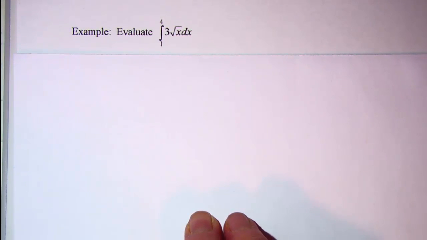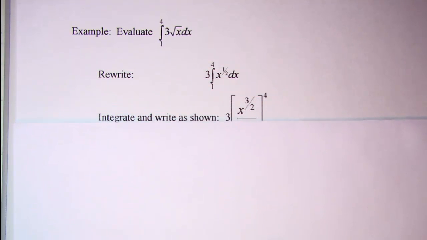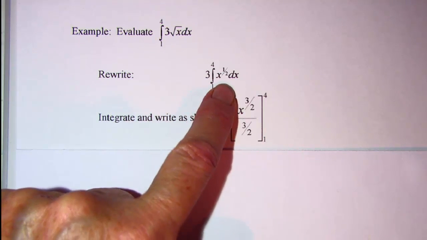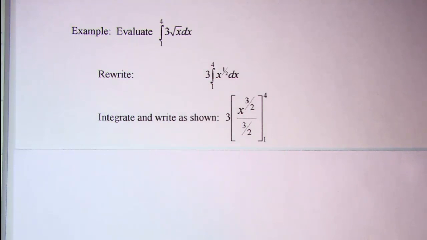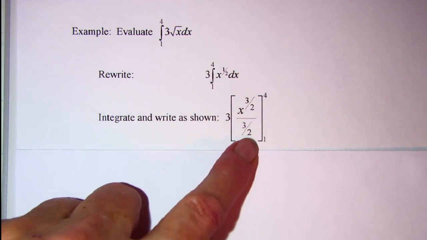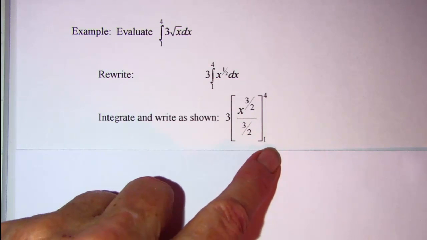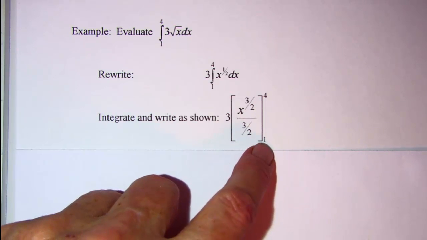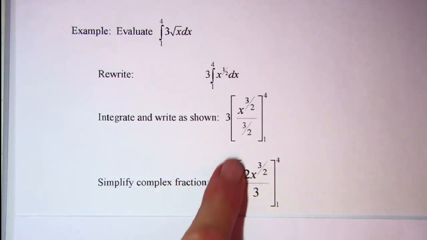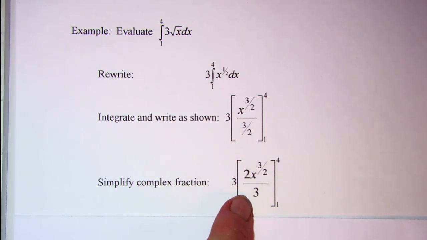Our next example, we want to evaluate the integral from 1 to 4 of 3 times the square root of x dx. Again, we're going to integrate and write it in brackets. We did a rewrite and pulled our 3 out in front of the integral, and then wrote our square root of x as x to the 1/2 power. So when we integrate that, we get x to the 3/2 divided by 3/2. And again, remember on the brackets you write your lower limit of integration at the bottom and your upper limit at the top. Let's simplify that complex fraction. So dividing by 3/2 is the same as multiplying by 2/3.